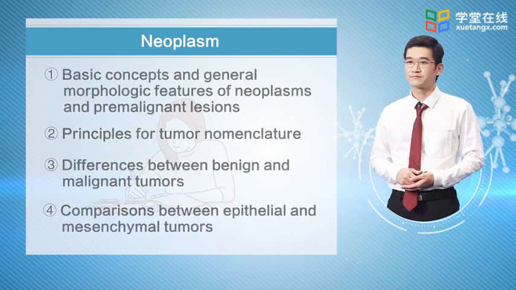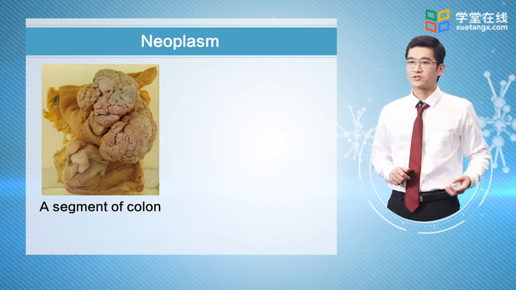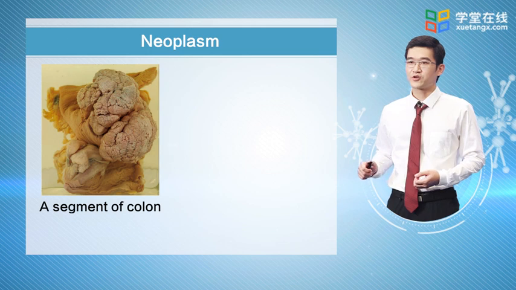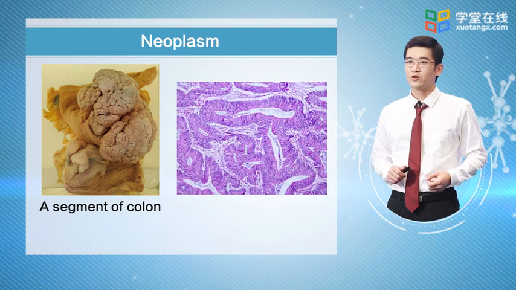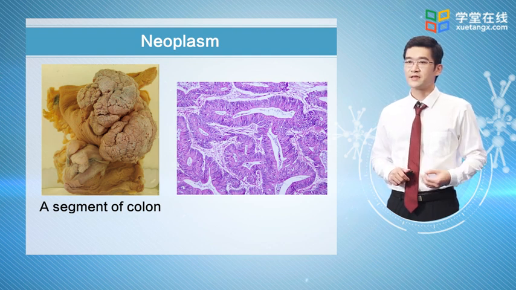mesenchymal tumors. This picture shows a segment of colon. We can see a large cauliflower-like mass projecting into the lumen. Microscopically, tumor cells form irregular glands with different shapes and sizes. Unlike the normal colonic mucosa, there is little evidence of mucin production.